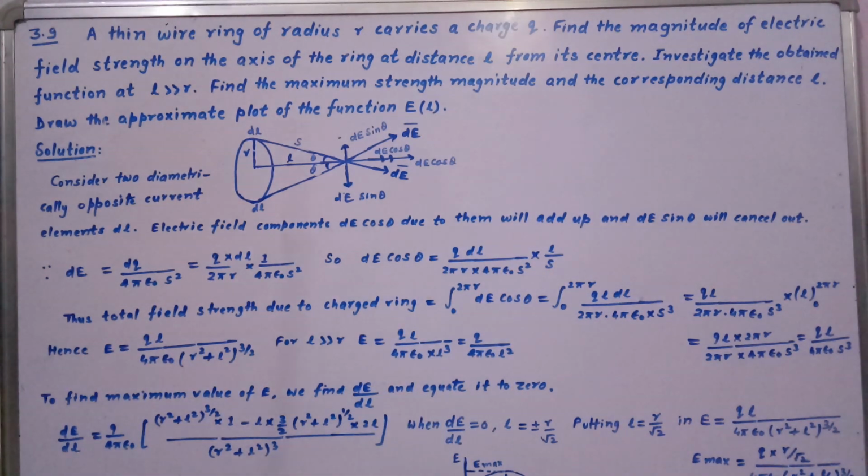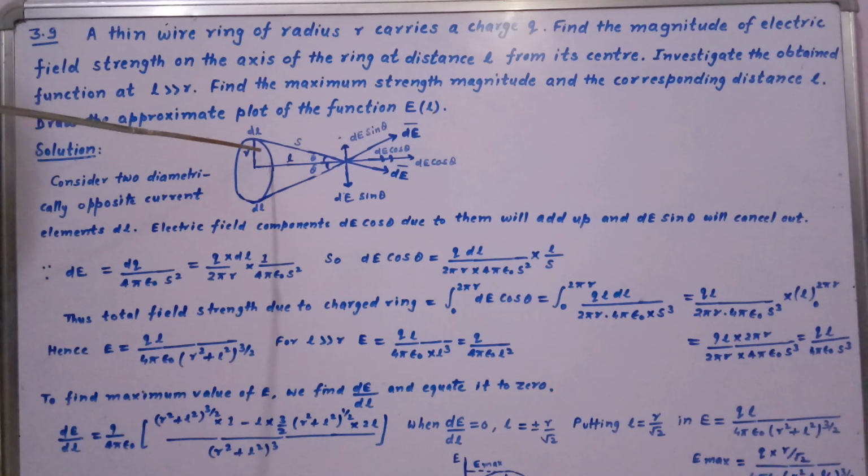Investigate the obtained function at L greater than R. Find the maximum strength magnitude and the corresponding distance L. Also draw the graph of E versus L. So this is a ring which carries charge Q and its radius is R.